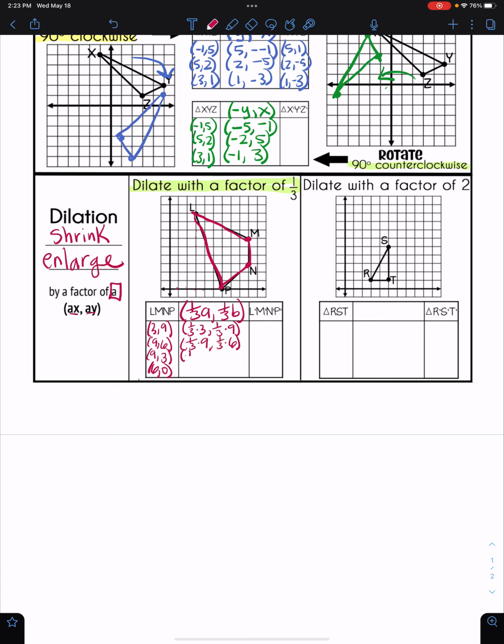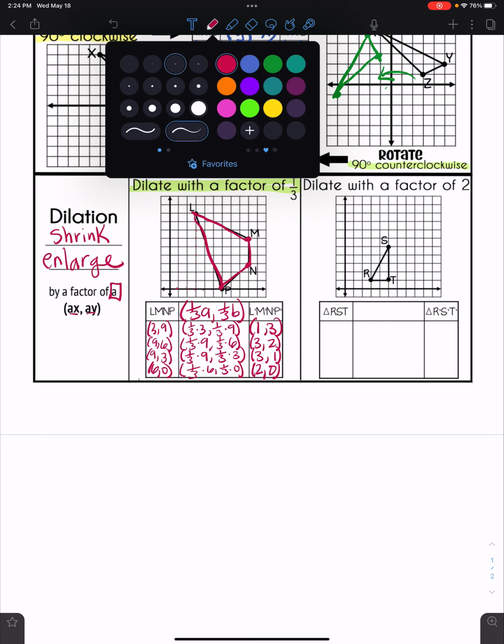Look how lucky I am. Hopefully you're always this lucky that the numbers that make up our ordered pairs are all multiples of 3. Because otherwise it would be a lot harder, wouldn't it? So 1/3 of 3 is 1 and 1/3 of 9 is 3. That's my new point. 1/3 of 9 is 3, 1/3 of 6 is 2. 1/3 of 9 is 3, 1/3 of 3 is 1. 1/3 of 6 is 2, 1/3 of 0 is 0. Those are my new points.